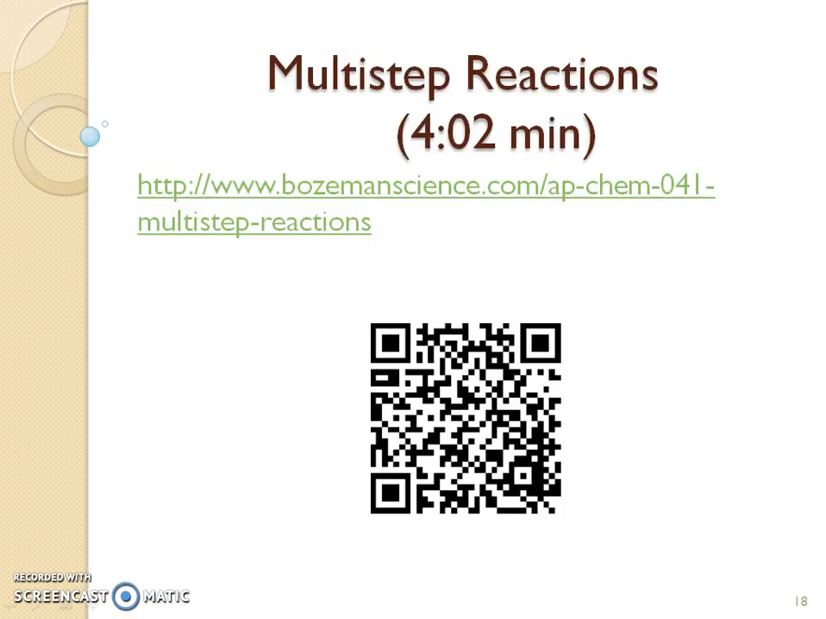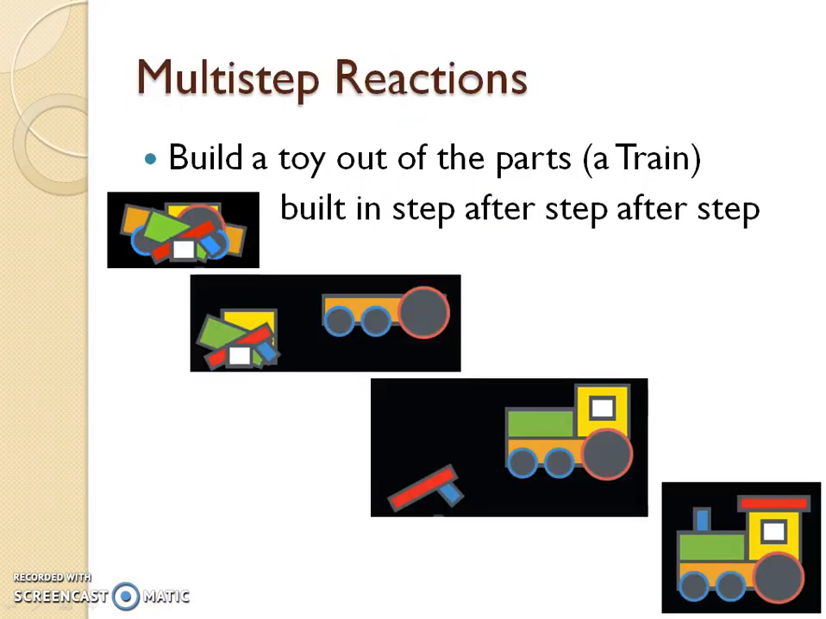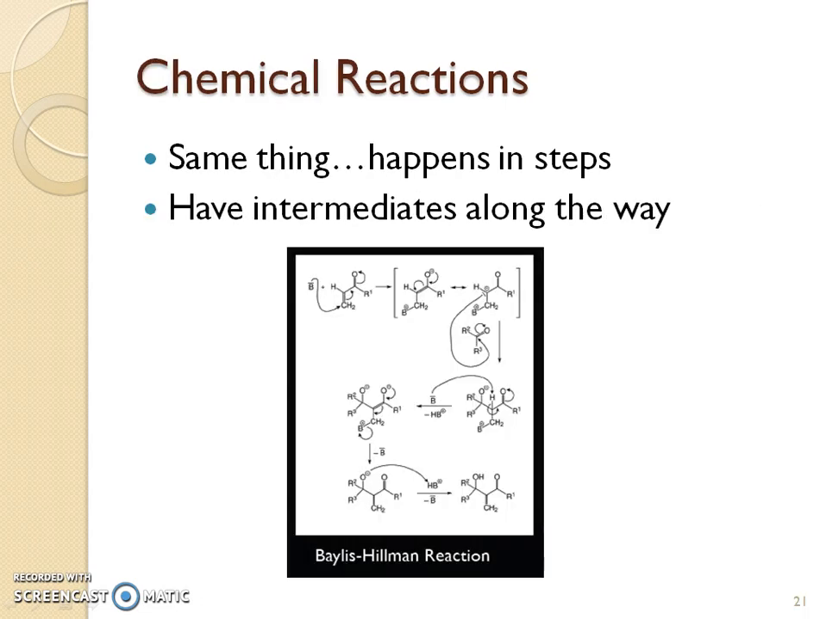So the other intro lesson you should have watched was on the multi-step reactions. Again, my notes include his analogy of making a train, right? You have all of these parts of a train, and now you have to build them step by step in the correct order in order to build that train correctly. So the same thing happens in chemical reactions. So that's why we have these intermediates along the way.